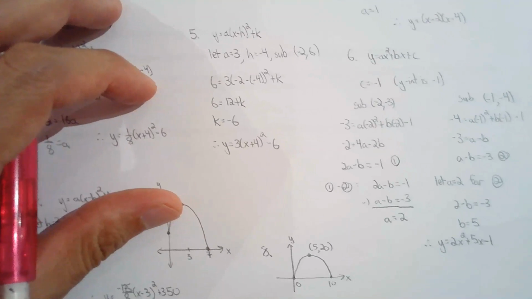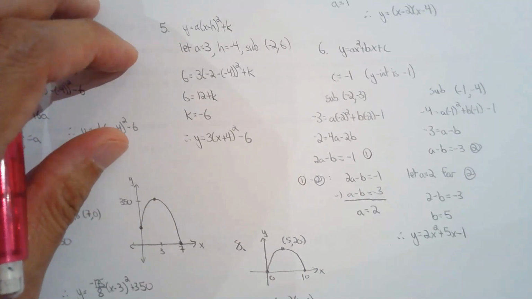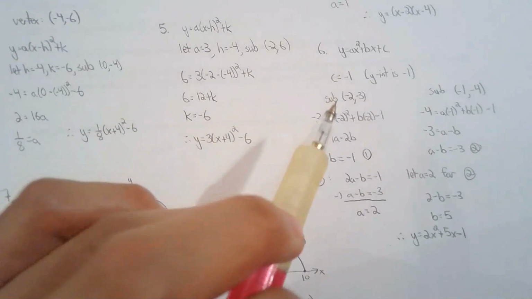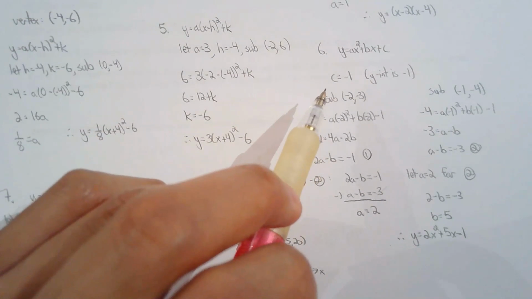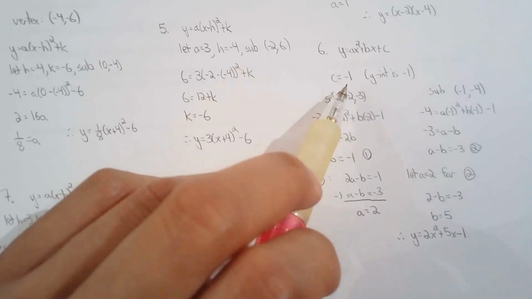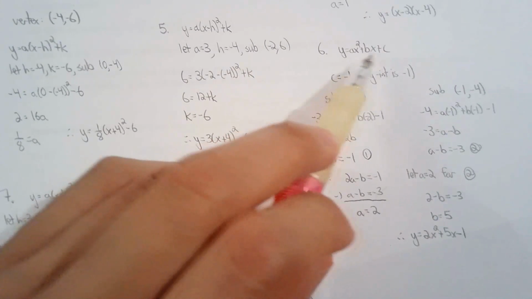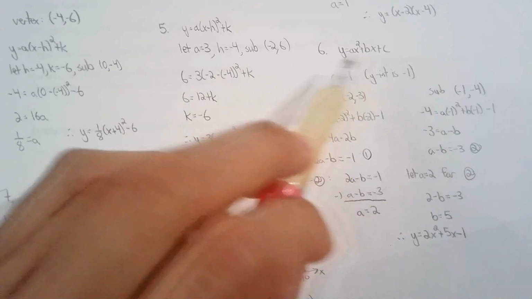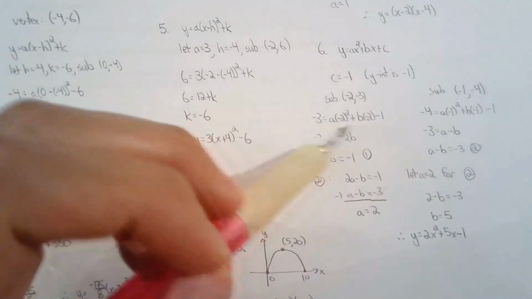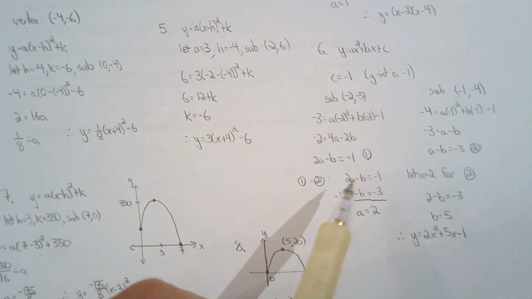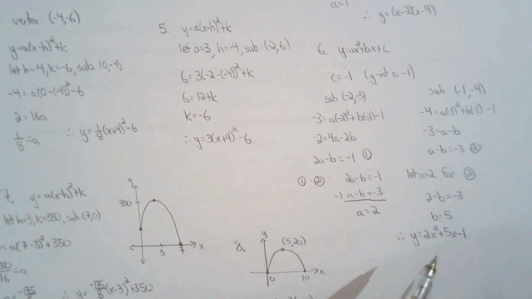For question 6, you have 3 points, one of them being the y-intercept. So because you know the y-intercept, you can say c is the y-intercept. Now if you didn't know that fact, just sub in the point (0, -1), and you realize c is -1. Sub in the other 2 points, and then you build a linear system in terms of a and b.